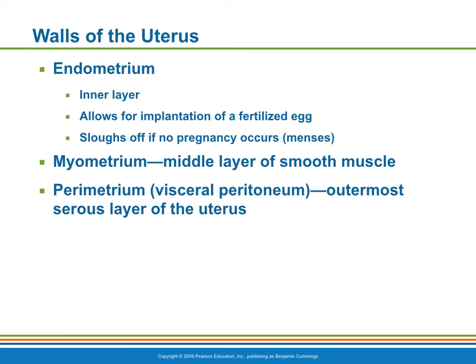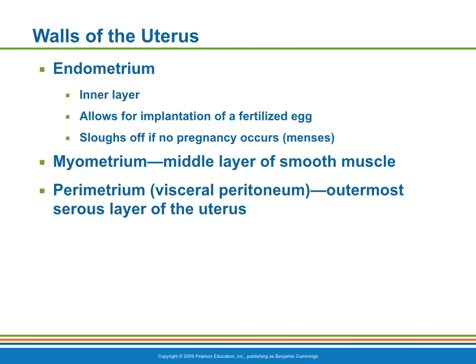The walls of the uterus have 3 layers. There's the endometrium, the myometrium, and the perimetrium. Now these are different layers. The endometrium is the layer that will fill up with blood. It allows for the implantation of the fertilized egg. If no pregnancy occurs, no fertilization of the egg, then menses will occur, and it will lose the egg along with the rest of the menses.